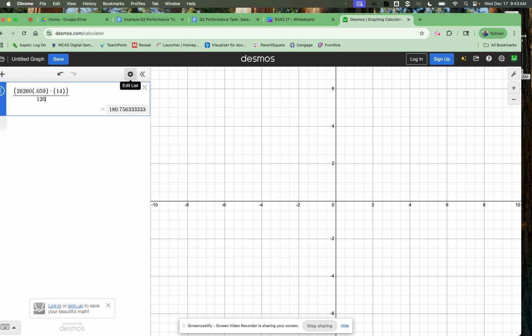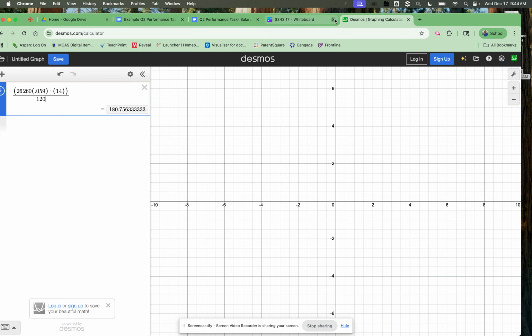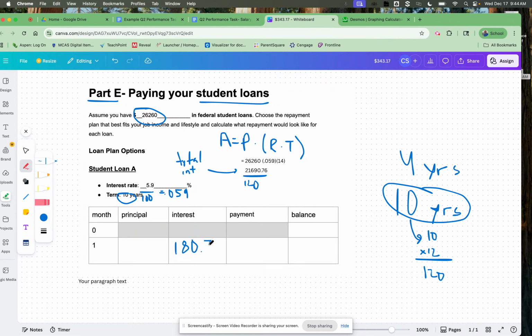And divide by 120. And $180.76 is going to be each month. So $180.76 is going to be my interest. Each month I'm going to owe that.